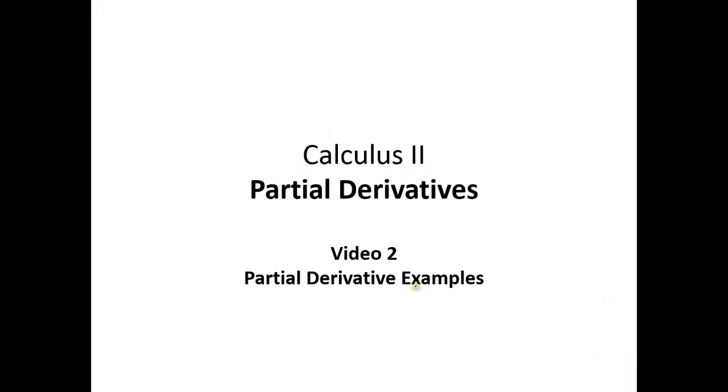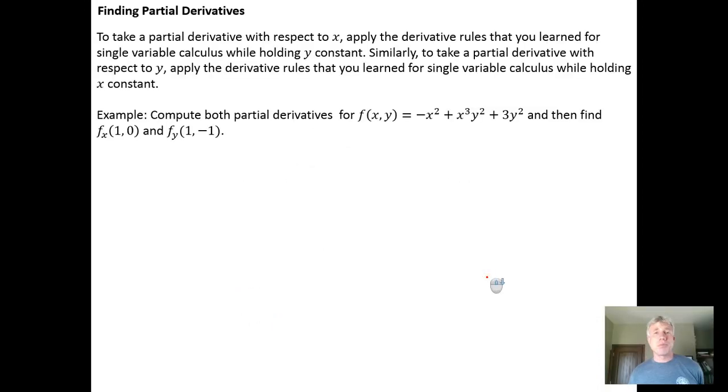So in this video we're going to work through some examples of calculating partial derivatives. When you're calculating a partial derivative, what you do is apply all of the derivative rules that you've learned already in calculus, and the only thing that you change is you either hold the y variable as a constant if you're taking the derivative with respect to x, or you hold the x variable and treat it like it's a constant if you're taking the derivative with respect to y. Other than that, all of the techniques that you've learned for taking derivatives apply.